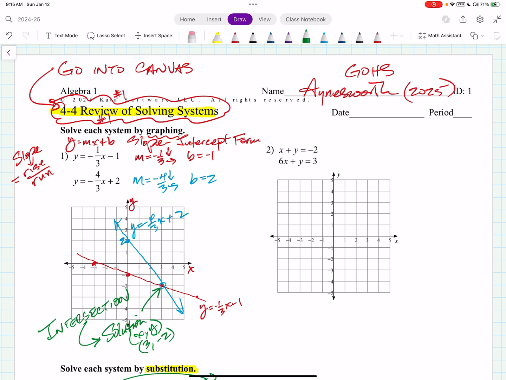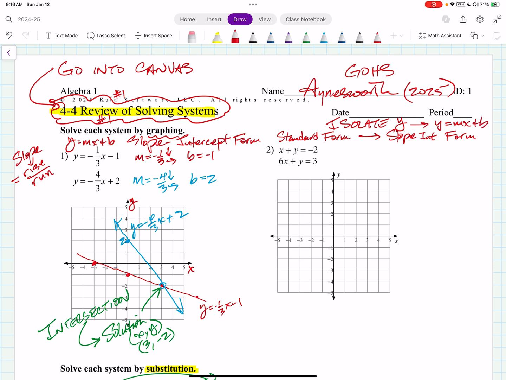Now, when it comes to equations in standard form, which is number 2 here, if you're given equations in standard form, what you have to do is convert them to slope-intercept form, which means you have to isolate y. I'm going to write that down here. Isolate y. What does that mean? Well, it means get y by itself. Get it into slope-intercept form, y equals mx plus b, which we've been practicing since the beginning of school.